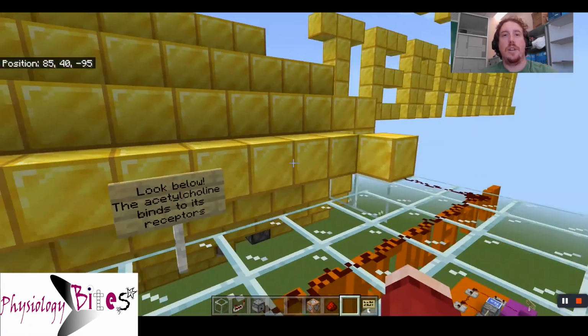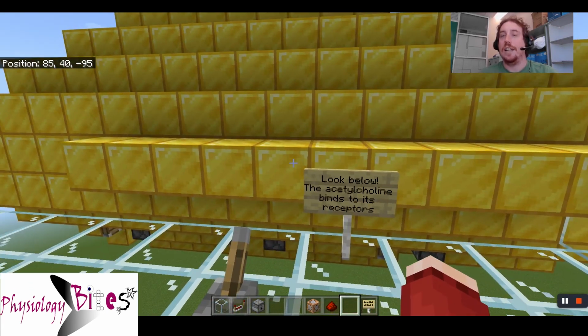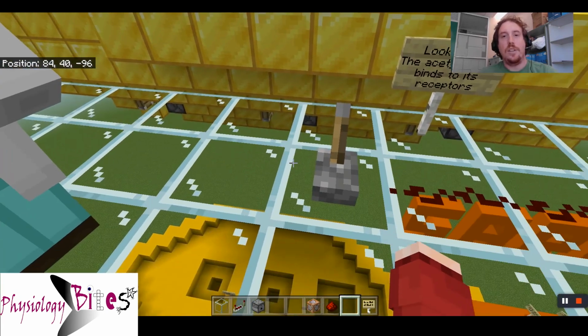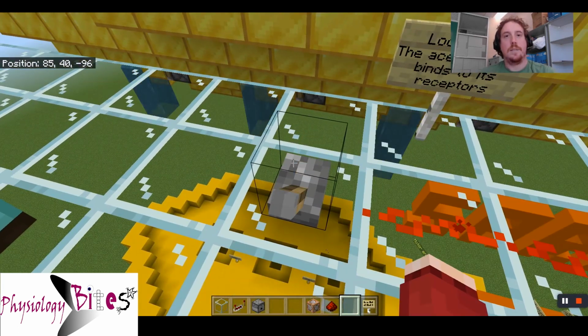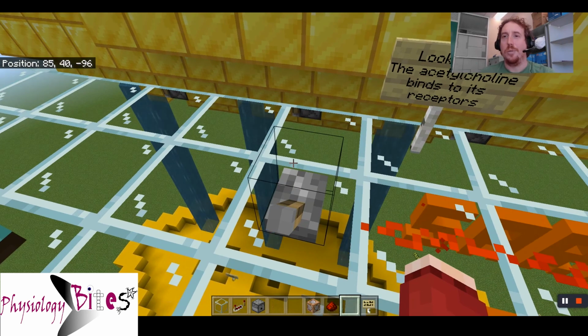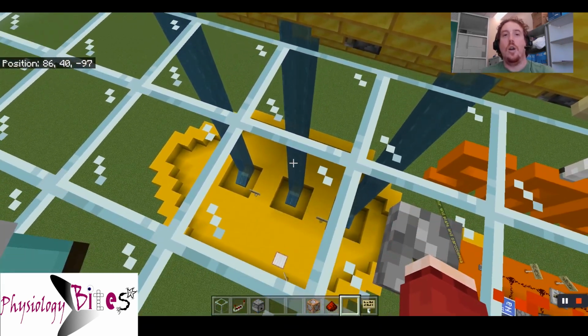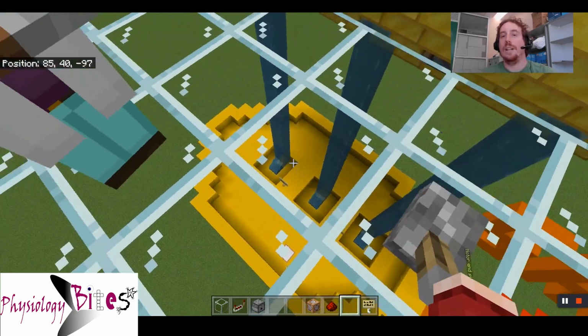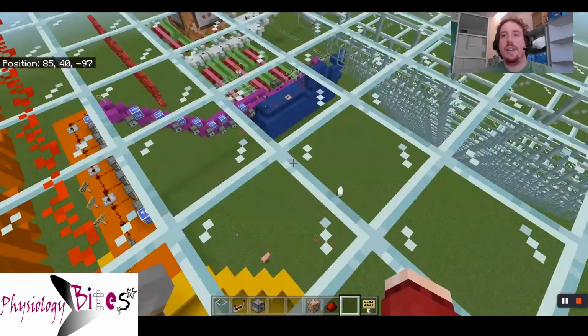We've got our big neuron here. This is what we call the axon terminal, the end of a neuron, which releases a neurotransmitter. So let's pull the lever and release some acetylcholine. Now in Minecraft world, we've used water to represent this, but you can see our acetylcholine only binds to certain points. It only binds to these specific receptor points. Let's have a closer look at them.